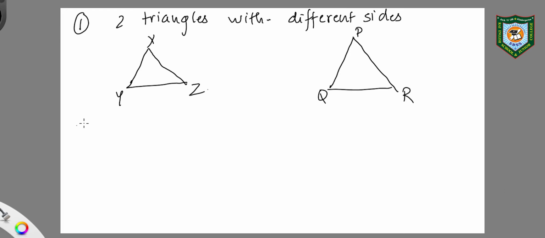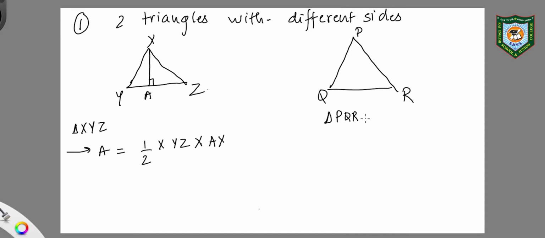Now, for triangle XYZ, area is equal to half into base into height. So my base here, I'm going to take my base as YZ, and to YZ, I'll have to build an altitude, which I'll name XA. So my altitude becomes AX. And similarly for triangle PQR, my area becomes half into QR. Again, I have to draw an altitude from vertex P to the side QR, and this I'm going to name as B. So this becomes QR into PB.